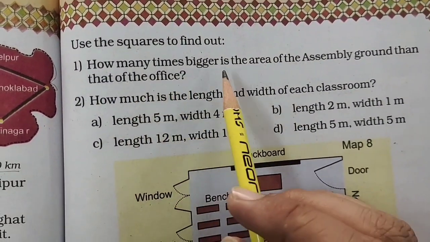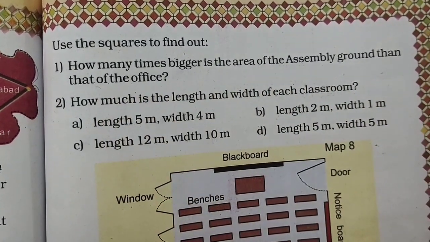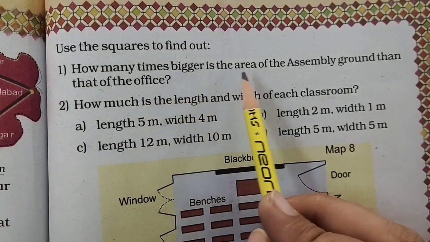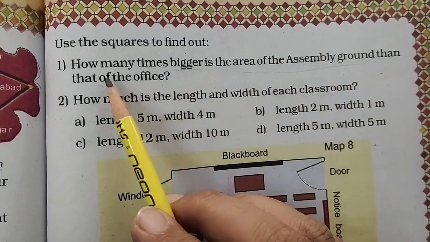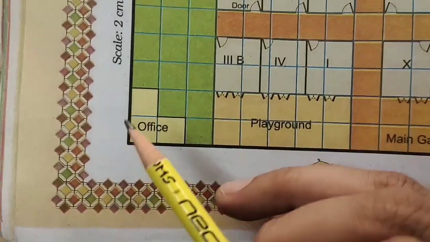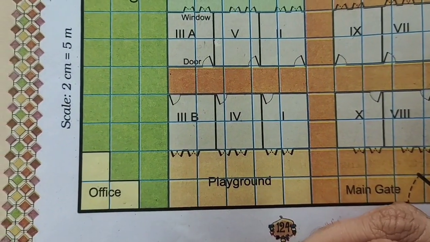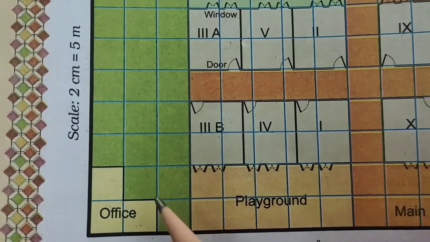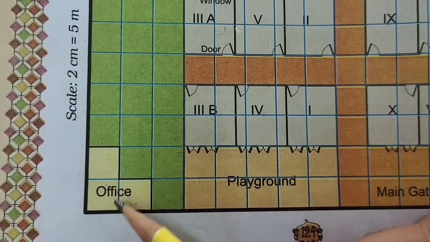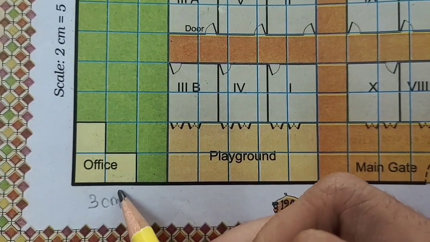How many times bigger is the area of assembly ground than that of office? We are supposed to say how many times bigger the area of assembly ground is than that of office. If we see the area of office, you can see 1, 2 and 3 boxes it has. So the area of the office is 3 centimeter square.